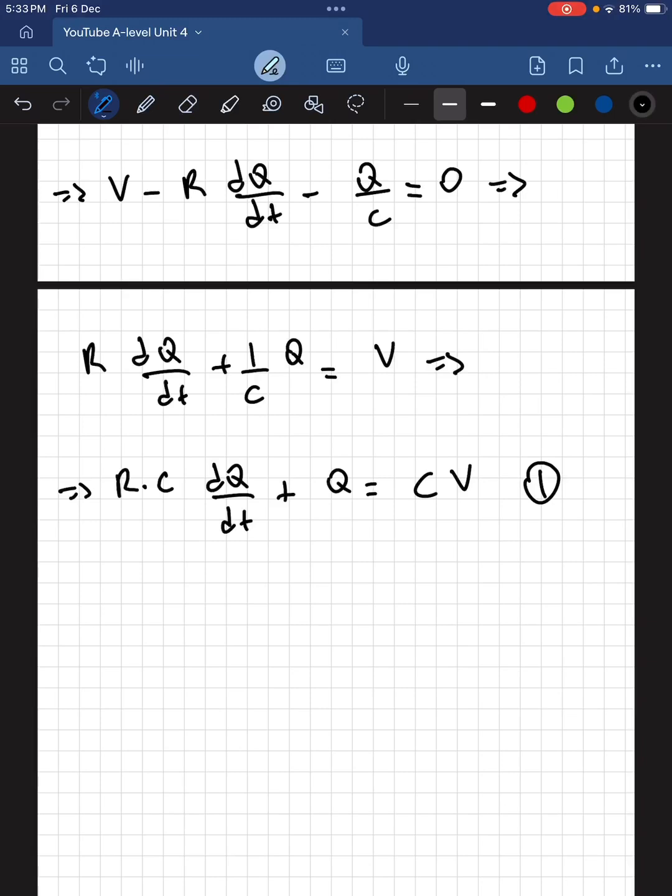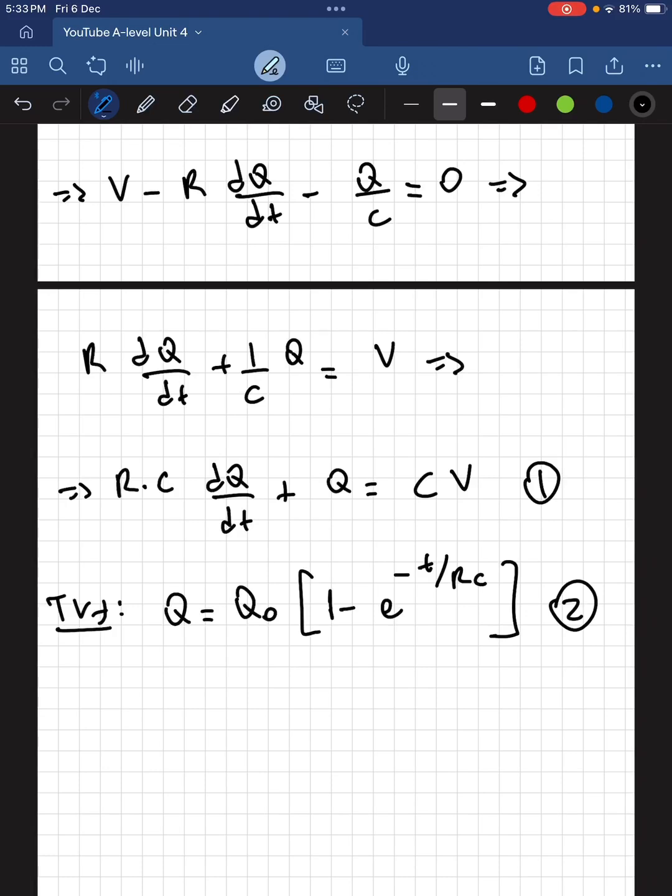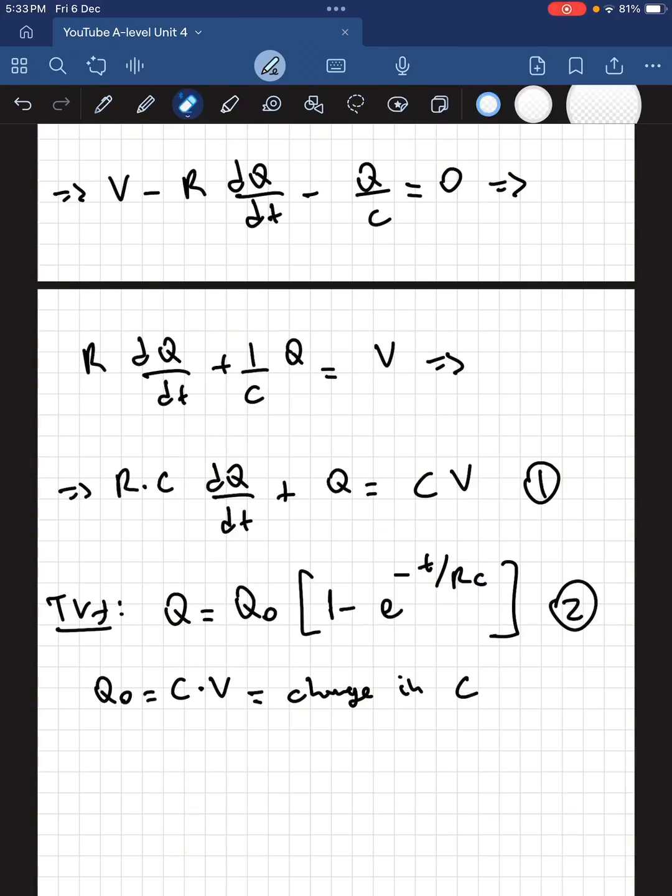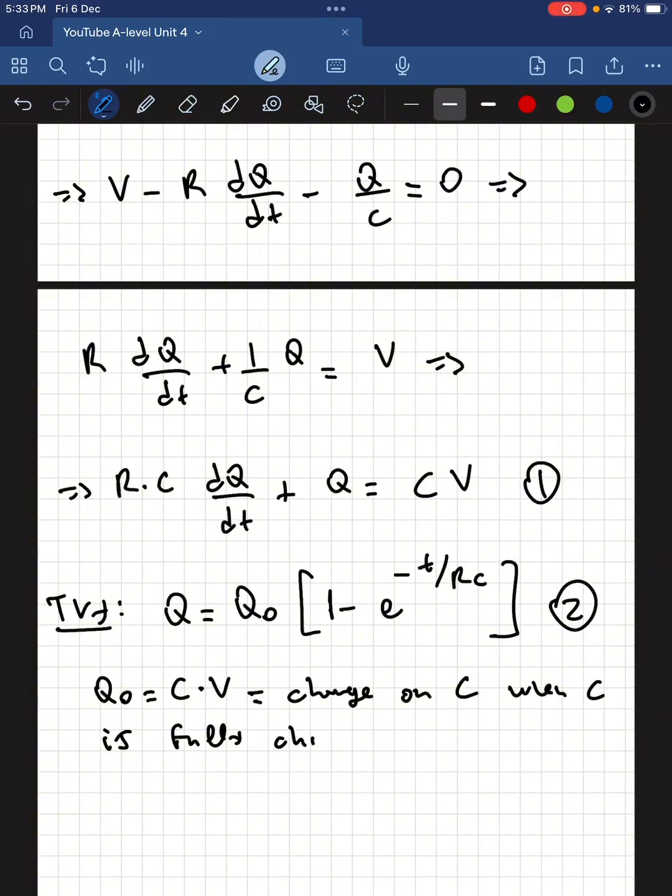Instead, I'm going to try a trial function. So try Q being equal to Q naught times 1 minus e to the minus t over RC. Okay, so this is equation 2, where Q naught is C times V. This is the charge on the capacitor, charge on C when C is fully charged.